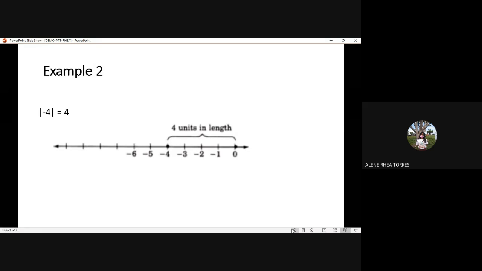So, parehas gihapon ganina, ihapon nato from 0. So that is 1, 2, 3, and 4. Not negative 4, but 4. 4 po yung sagot. Okay. Next slide, please.